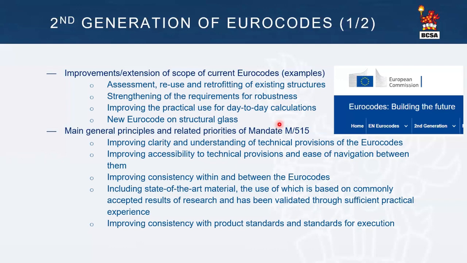The main priorities of the mandate are also summarized in the second set of bullet points, and perhaps I would highlight the key priorities on ease of use, and most importantly, the consistency within and between the Eurocodes. A good example of the improvement on the ease of use was the introduction in various parts of the Eurocode of flowcharts, where possible, obviously.